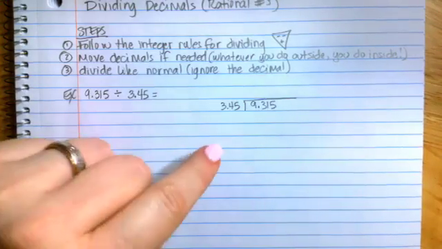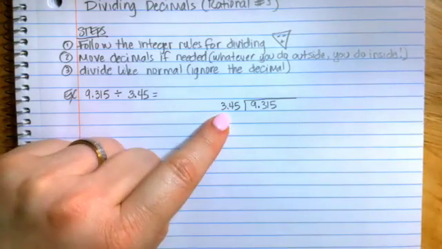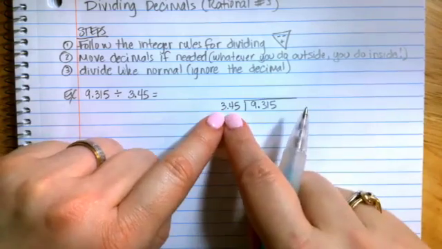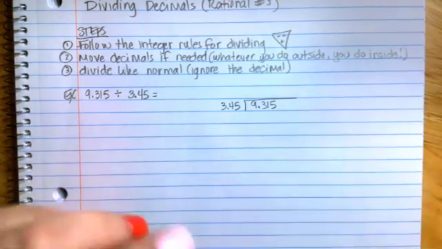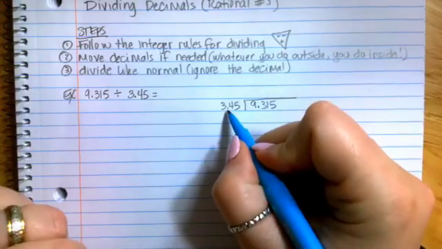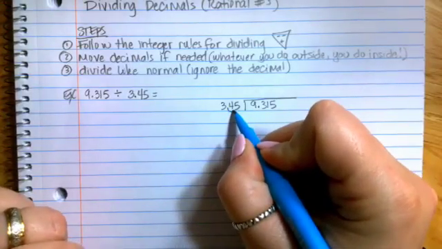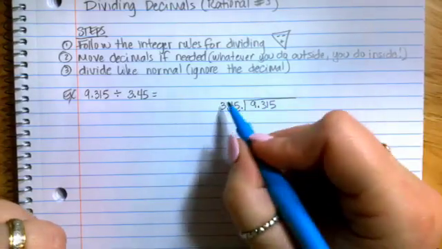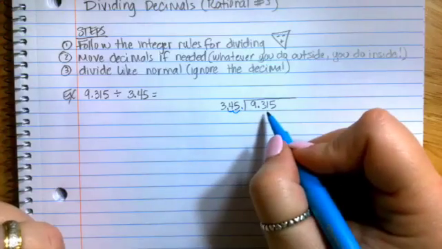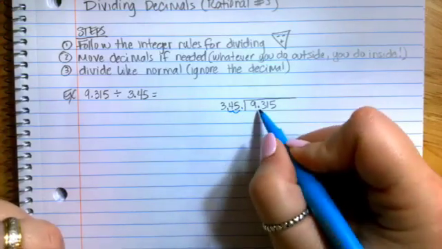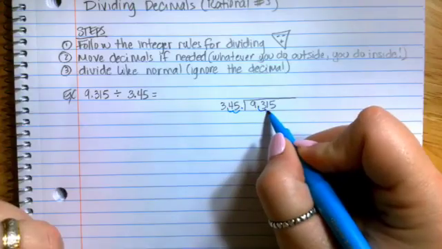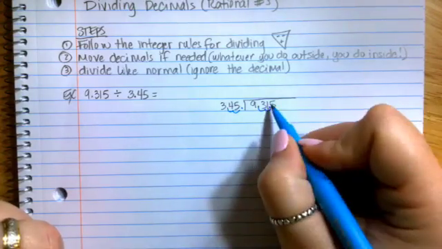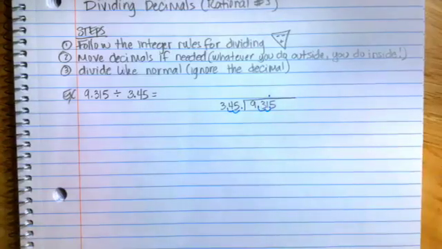Well, I cannot really divide by a decimal number, so I am going to make this a whole number to make it easier. So I have to move that decimal place 1, 2 times to make it a whole number. Now, whatever I do outside, I've got to do to the inside. So if I move this twice, I go in the same direction 2 times. Okay, so there's its new home. You want to bring that decimal straight up.